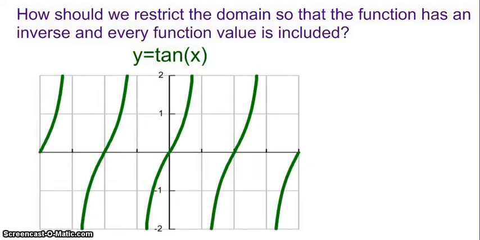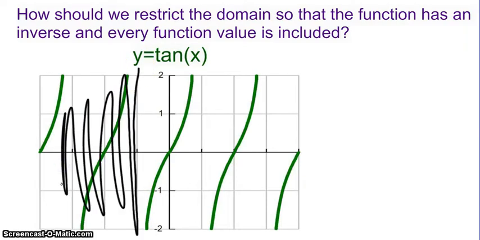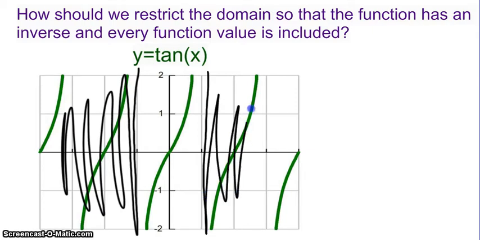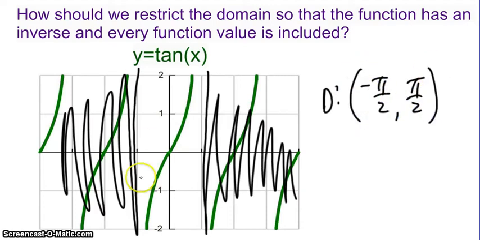Tangent, again, if we restrict this, here we're going to restrict it from our first asymptote of -pi/2 to pi/2. And so again, our domain now goes from -pi/2 to pi/2. However, the endpoints are not included because these are asymptotes, and the range will remain the same as the original function, all real numbers.